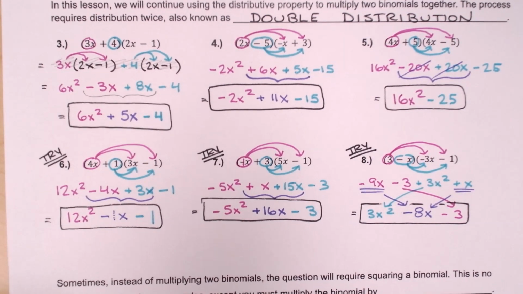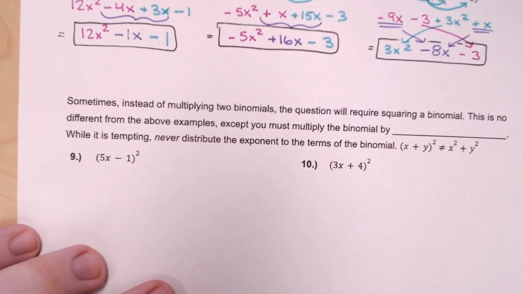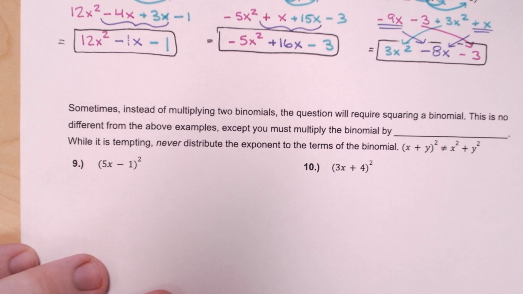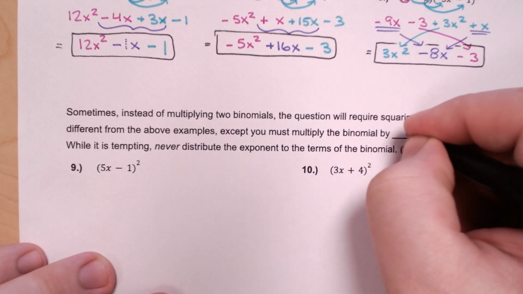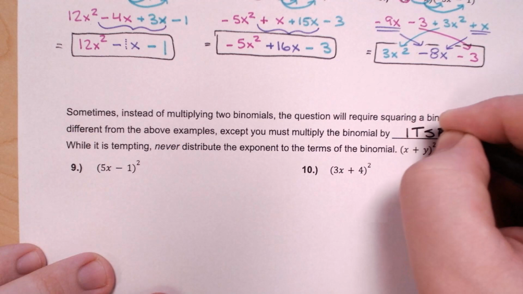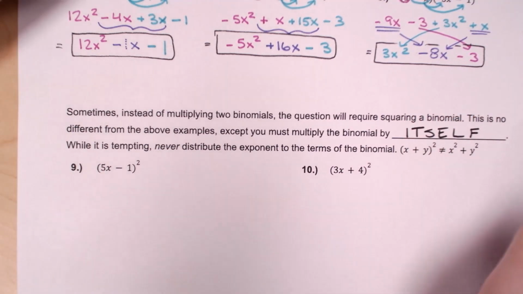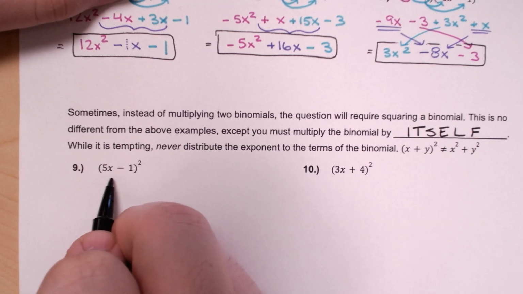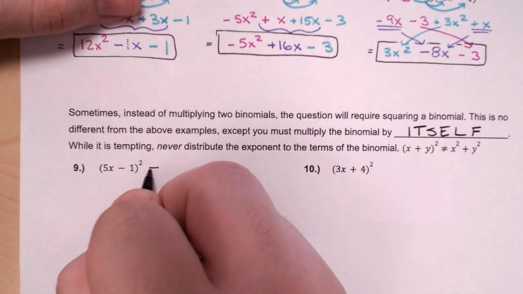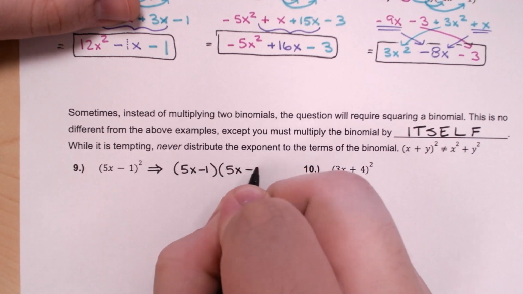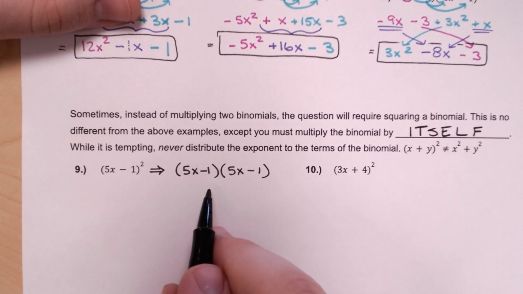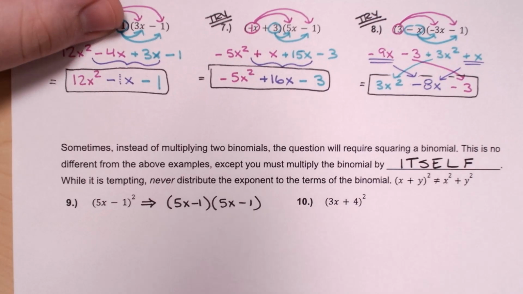All right, so, jumping on down. Sometimes instead of multiplying two binomials, the question will require you to square a binomial. This is not any different than the examples above, it just looks different. But whenever you're squaring something, all you're doing is multiplying a binomial by itself. So, number 9, when it says 5x minus 1 squared, it's really asking me to say 5x minus 1 times another 5x minus 1. And once I rewrite that, it's the exact same thing as what I've got going on up here.